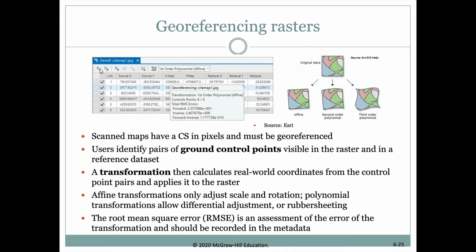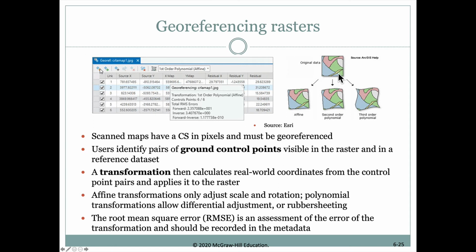Besides projecting raster, we may also need to georeference certain rasters. An example of this would be if you scanned in an old map and you wanted to put it in its proper geographic location in the GIS. In order to do that, you would do a transformation, and these calculate the real world coordinates, and they're based on points that you know both on the scanned image and in the real world.